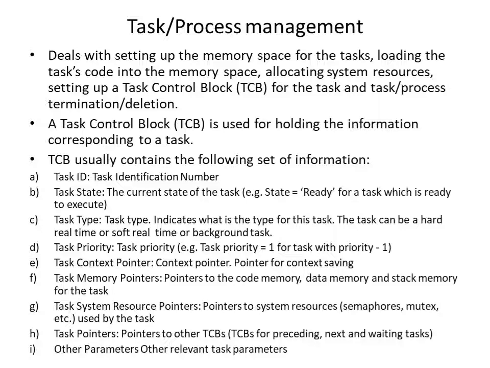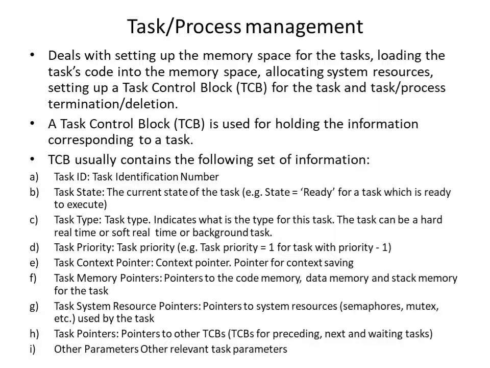Then the next one is the task priority. It sets the task priority. If that particular task has the highest priority, then the task priority will be set to 1. Next is the task context pointer. It is nothing but the pointer for context saving. It saves the context of that particular task.